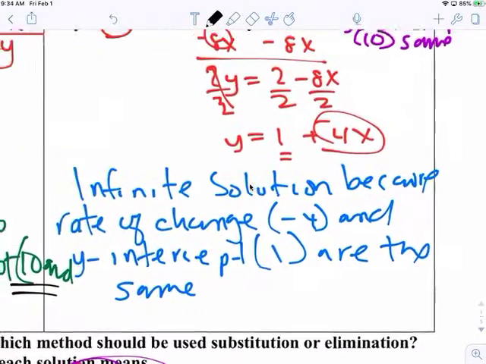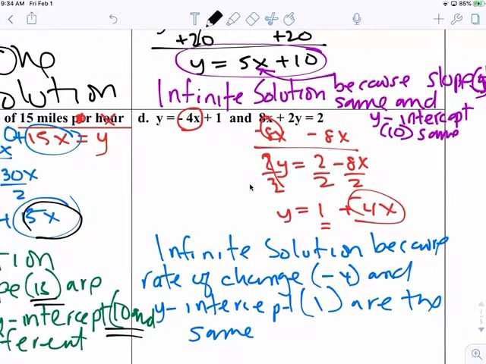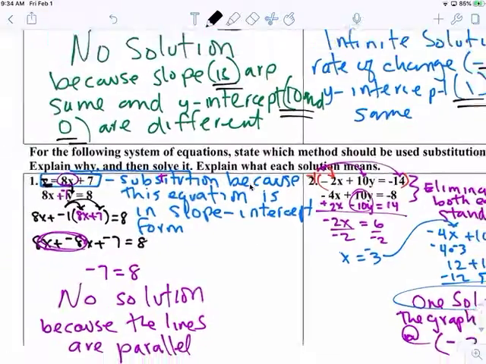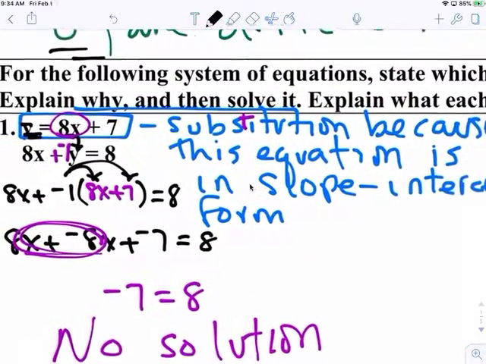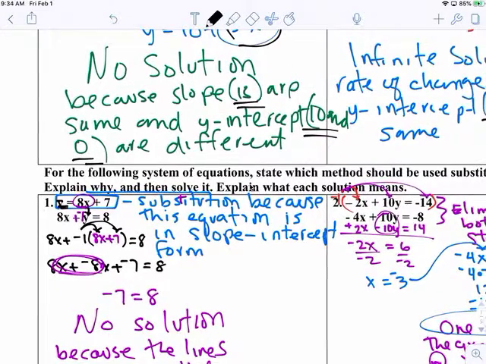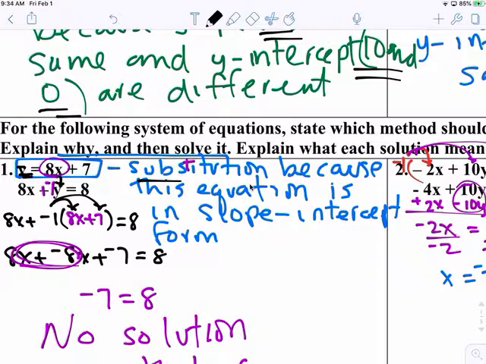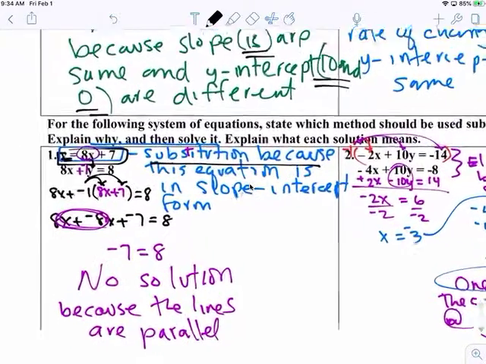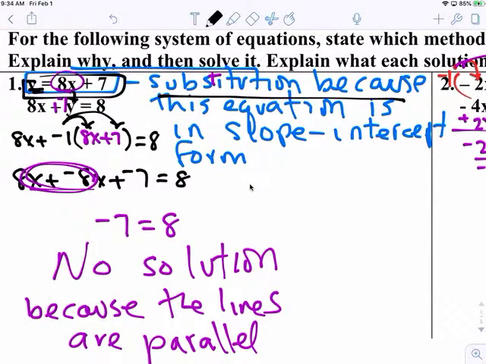This is infinite again because the slope's the same and the y-intercept's the same. And then this, you use substitution, okay, because they want you to explain which one you use, elimination or substitution. So you use substitution because one of the equations is in slope-intercept form. Yes, awesome. And then you find that these don't equal, so it's no solution because the lines will be parallel if you graph.